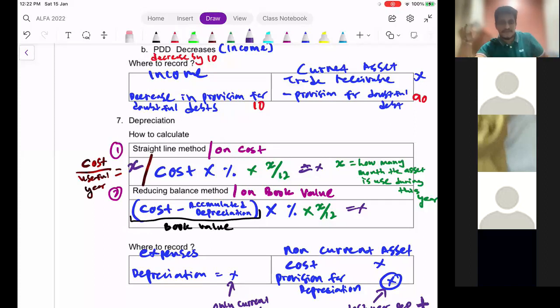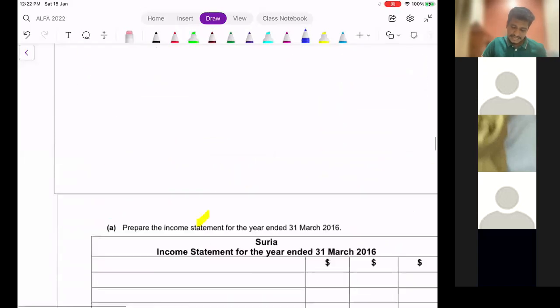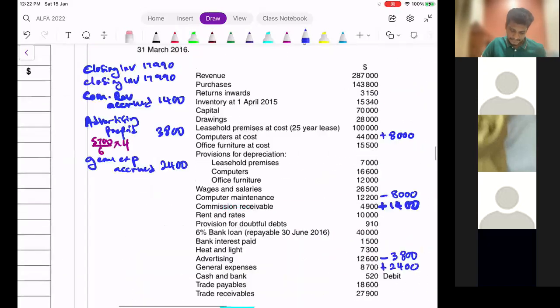So straight line has another formula. This is the other formula. Cost over useful life, how long you can use the asset. We divide with that, then we get one year's depreciation. If that particular year you use it for less, then you need to times by how many months. So cost divided by the useful years, we will get a depreciation under the straight line method.